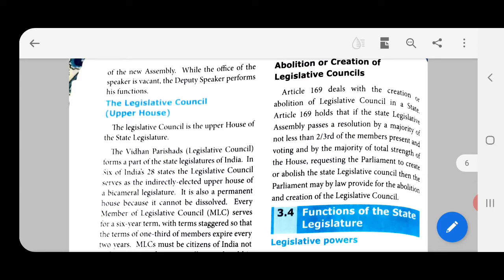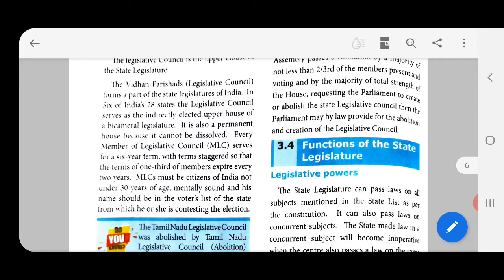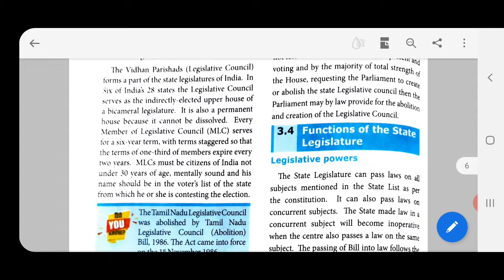Next we have the Legislative Council. That is called the upper house. We have seen the lower house earlier. Now, we move on to the upper house. The Legislative Council is the upper house of the state legislature. The Vidhan Parishad forms a part of the state legislatures of India.